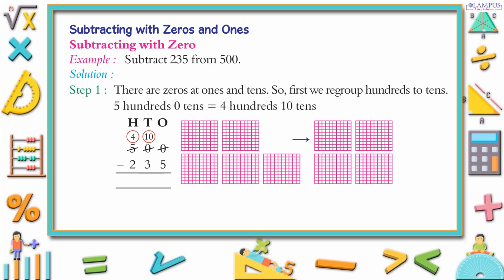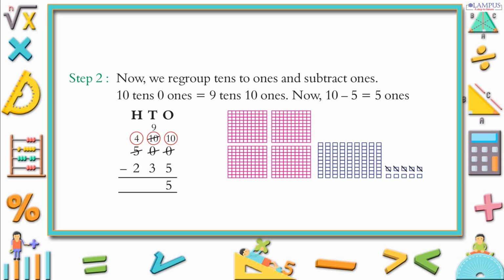Subtracting with zeros and ones. Subtracting with 0. Example. Subtract 235 from 500. Solution. Step 1. There are zeros at ones and tens. So, first we regroup hundreds to tens. 500s 0 tens equals 400s 10 tens.